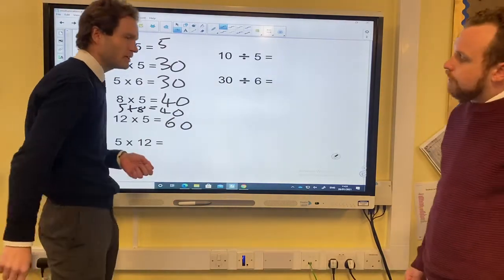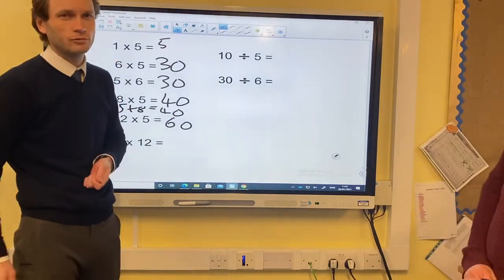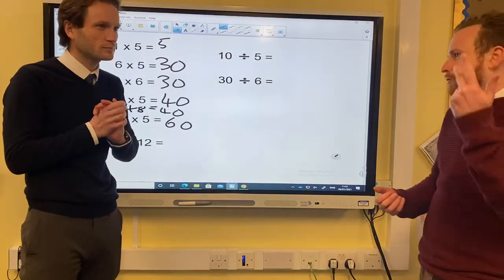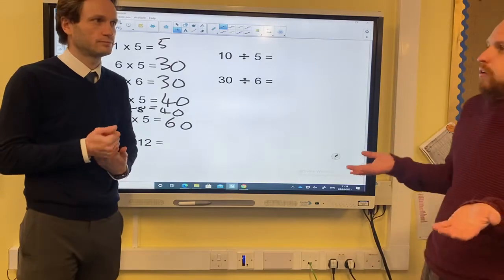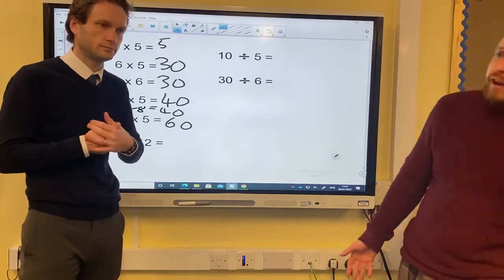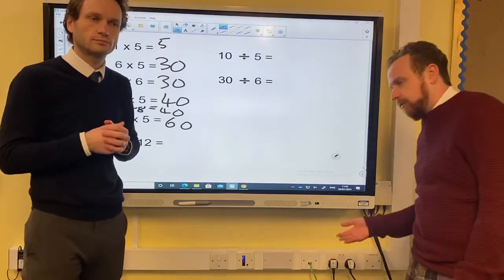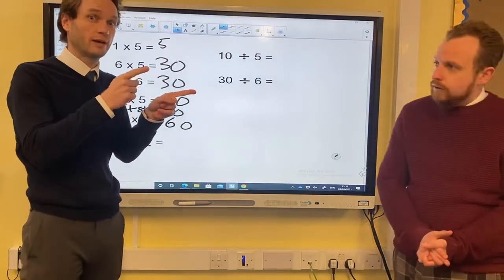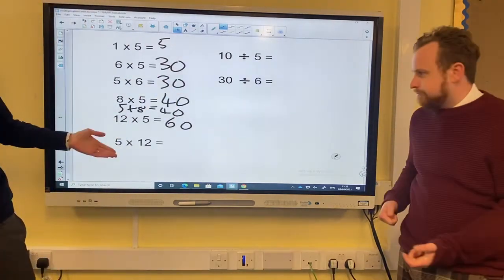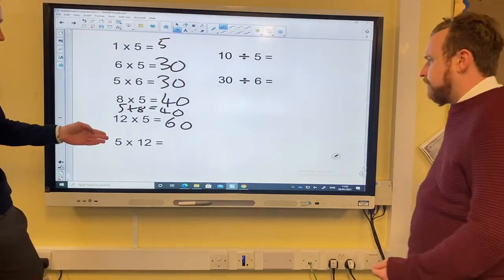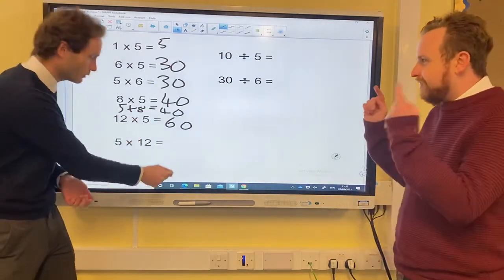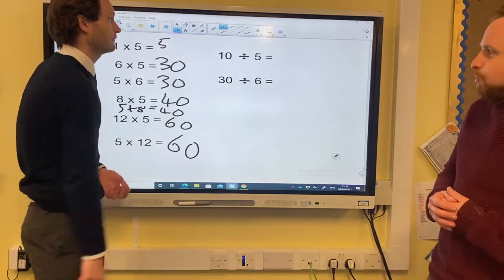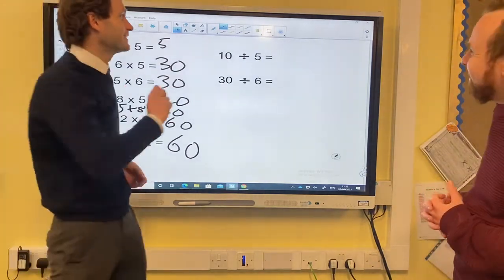Very important, we really want to hammer this home. I could have gone 5, 10, 15, 20, 25, but if I know 10 times 5 is 50, what's the point? 10 times 5 is 50, 11 times 5 is 55, 12 times 5 is 60. And 5 times 12 is also 60. Right. 10 divided by 5.